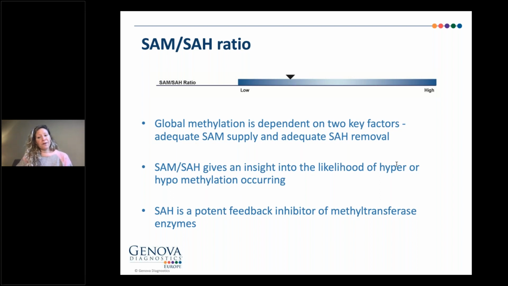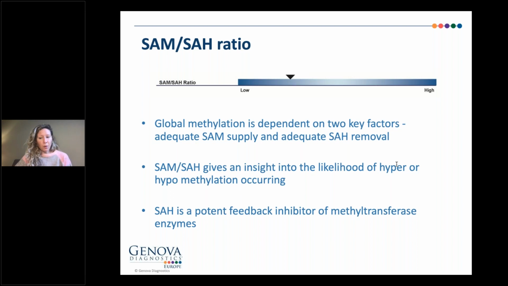As you may recall from the first webinar, global methylation is dependent on two key factors: adequate SAM supply and also adequate SAH removal. The SAM to SAH ratio has therefore been proposed to indicate the likelihood of hyper or hypomethylation. As we also discussed in the last webinar, SAH, or S-adenosyl homocysteine, is a potent feedback inhibitor of methyltransferase reactions, which is why when SAH is elevated, it often leads to hypomethylation.